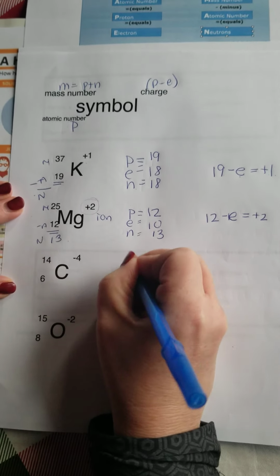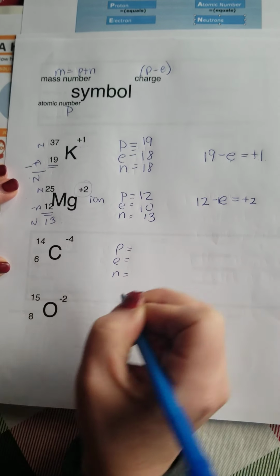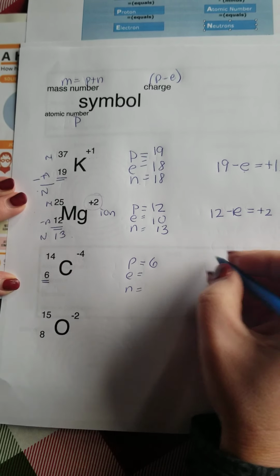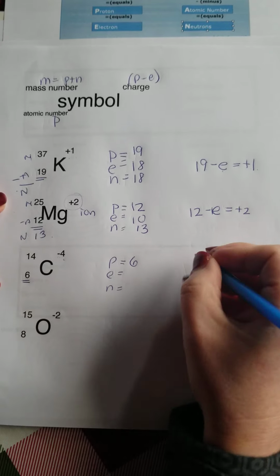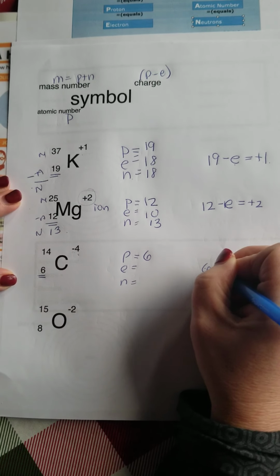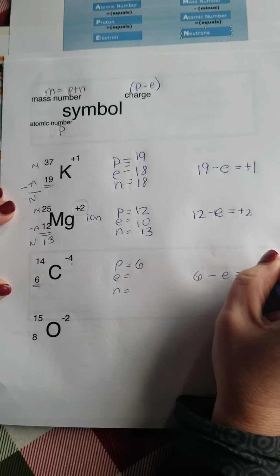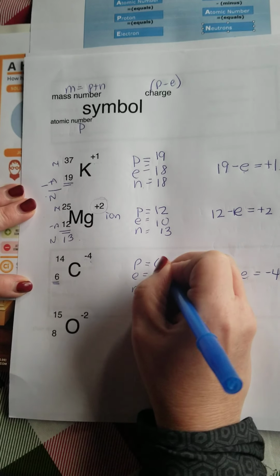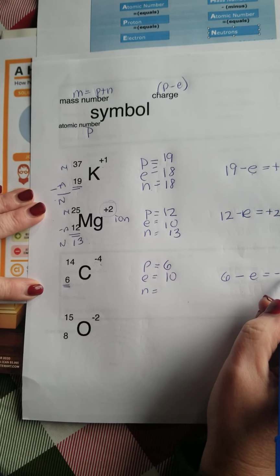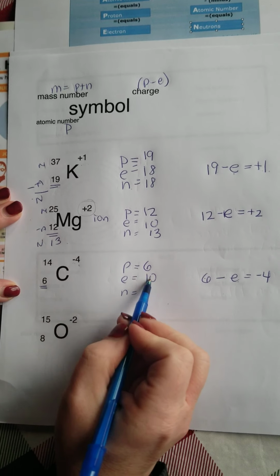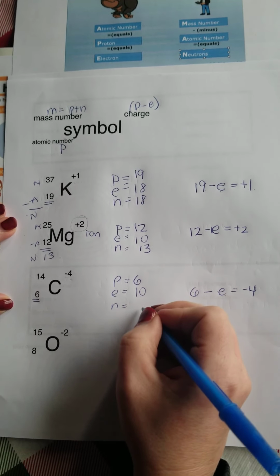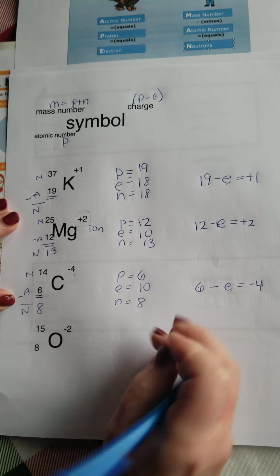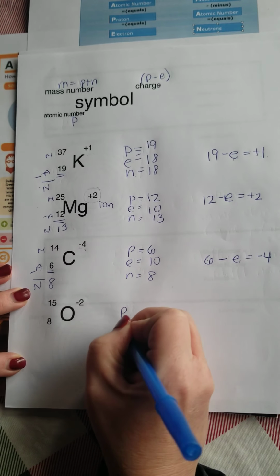Okay, let's keep going with our protons, electrons, and neutrons. Protons, electrons, not going to be 6. This time it's gained 4 negatives. Or we can look at the math. 6 minus the electrons equals negative 4. So if you solve for E, this has to be 10. 6 minus 10 gives us negative 4. So you can see how it's gained 4 negatives or 4 electrons. And we do man to get our neutrons. Last one.